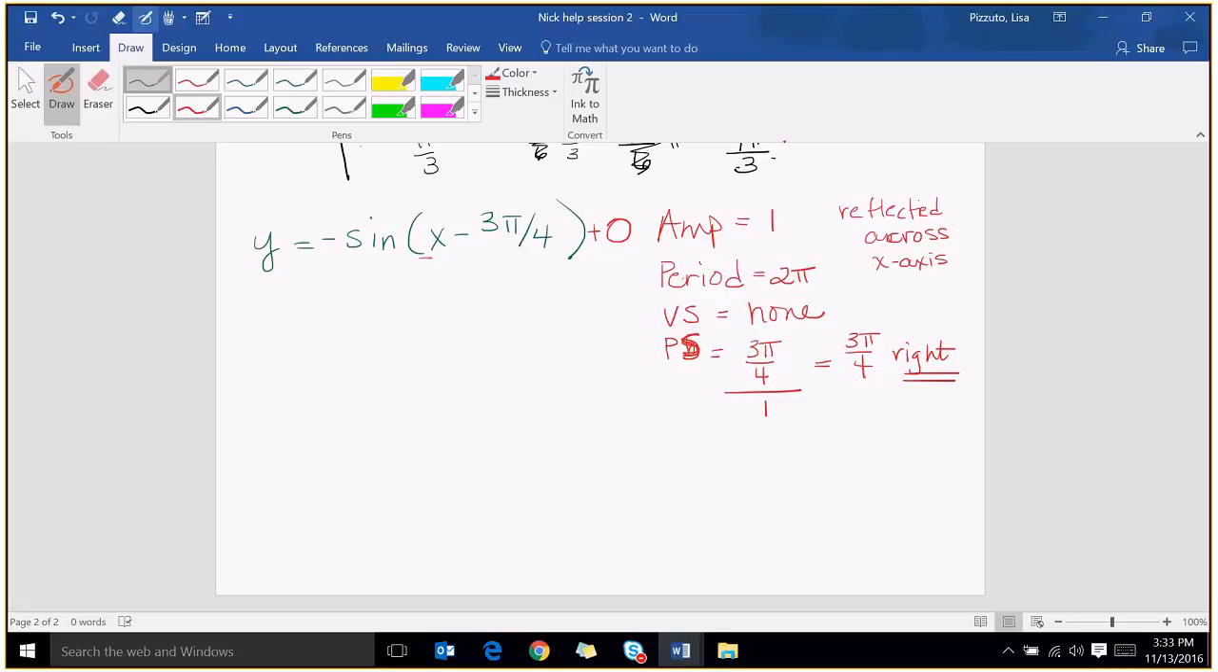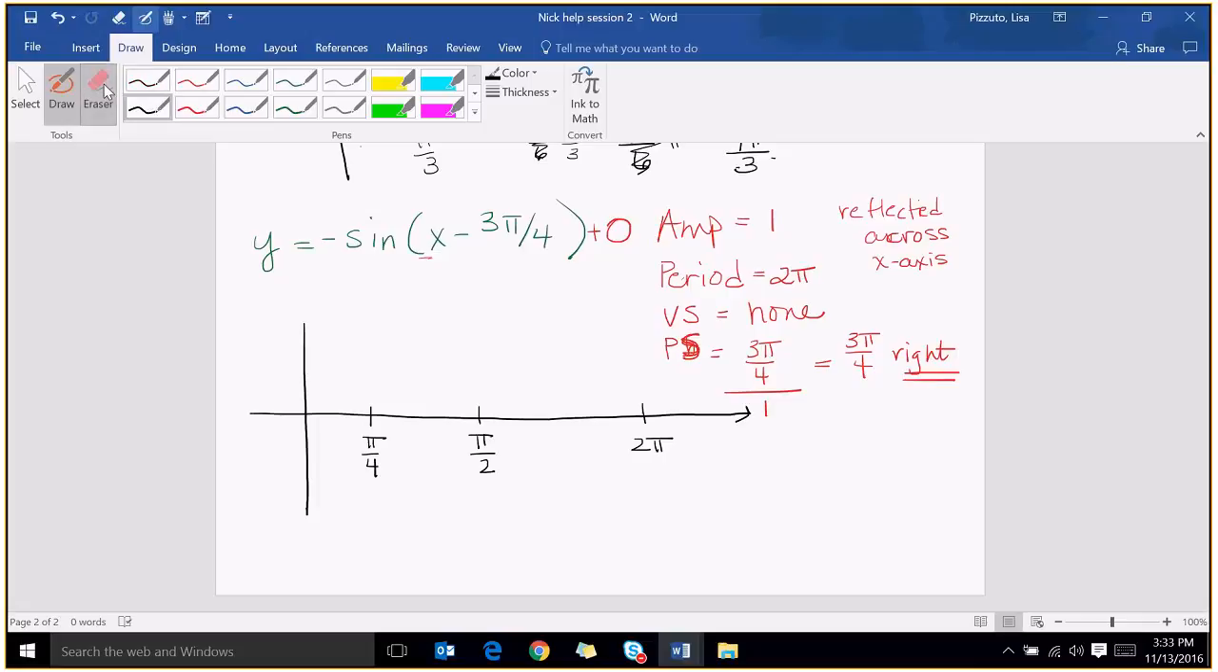Alright, now we're ready to set up the graph. This one's going to be a little bit different, so bear with me for a second. We are going to start off with that 2 pi, mark off the halfway point, which is pi over 2, and mark off half of that, which is pi over 4. Or wait, I don't know where pi over 2 came from. Sorry, half of that is pi.